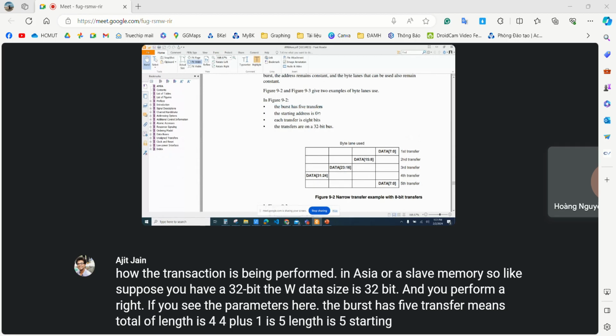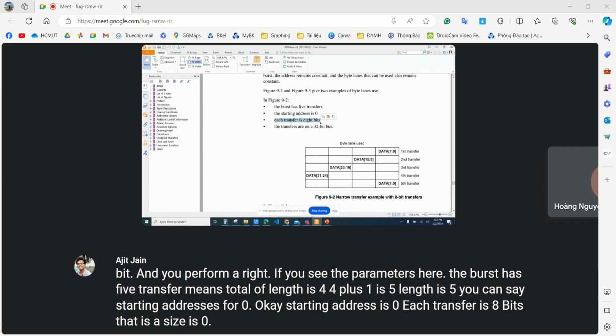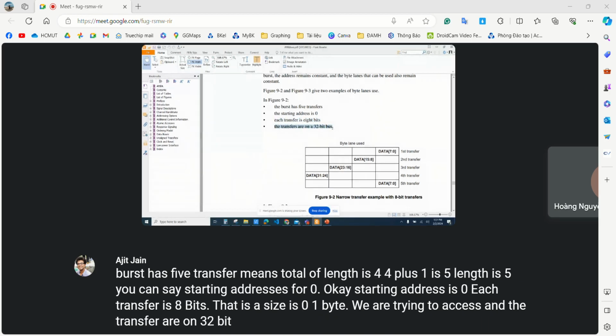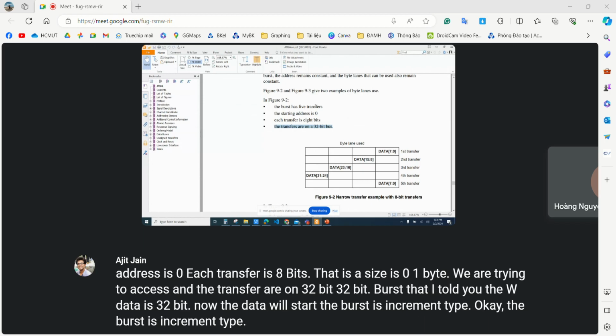The starting address is 0. Each transfer is 8 bits, that is, the size is 0, meaning 1 byte we are trying to access, and the transfers are on the 32-bit bus. The W data is 32-bit. The burst is increment type.